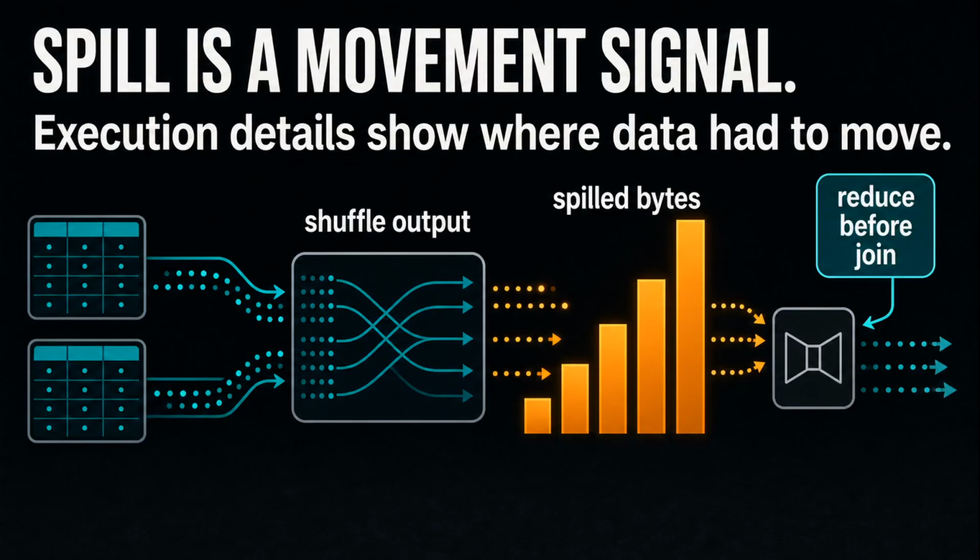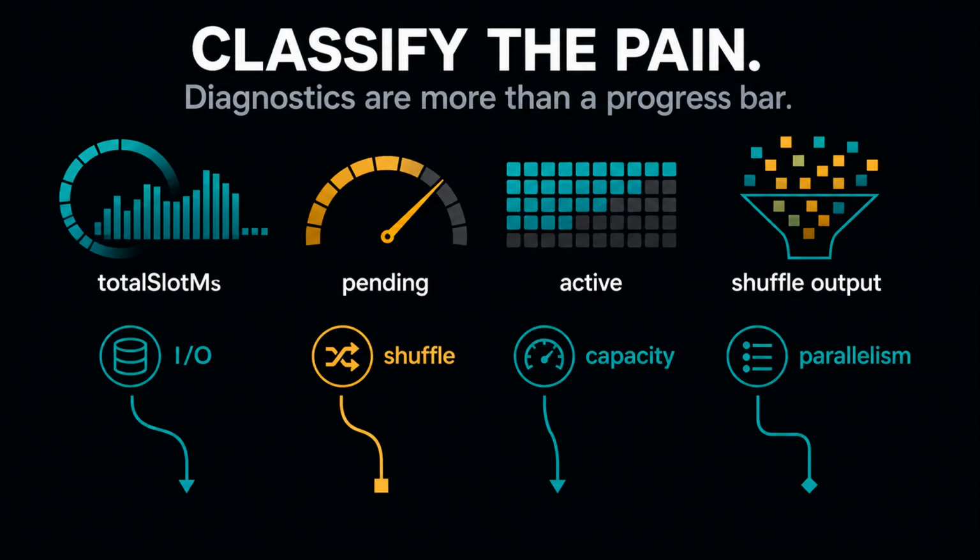Exactly. That is the train wreck under the hood. Joins, groups, windows, and sorts create the movement. When movement dominates, reshape the query instead of adding capacity. So all three of those symptoms leave fingerprints in the same place, the execution details. So which fields actually tell you which problem you have?